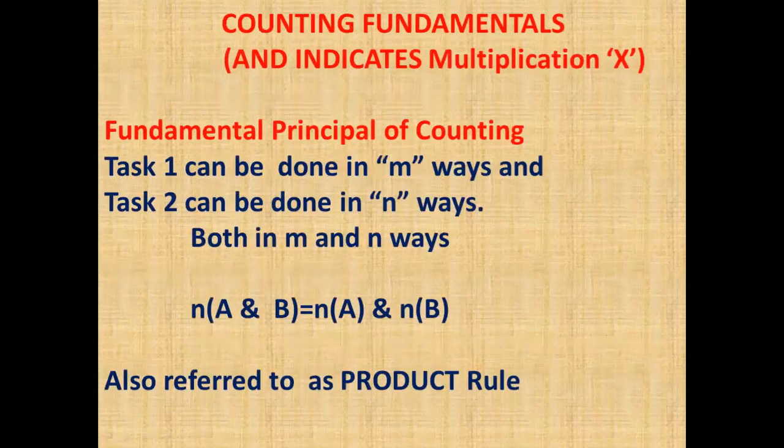Now there is another rule, that is the fundamental principle of counting. This is the "and" rule and indicates multiplication. Like if task 1 can be done in m ways and task 2 can be done in n ways, then both can be done in m times n ways.